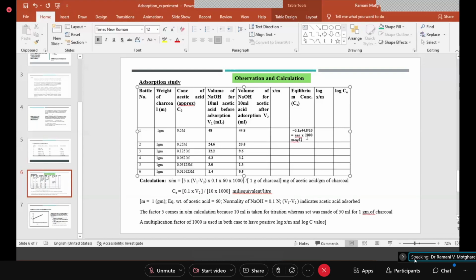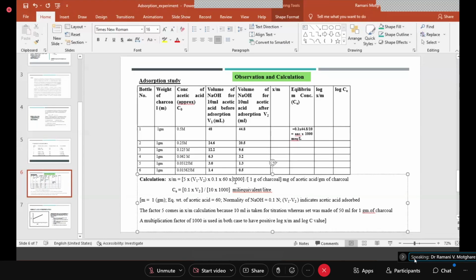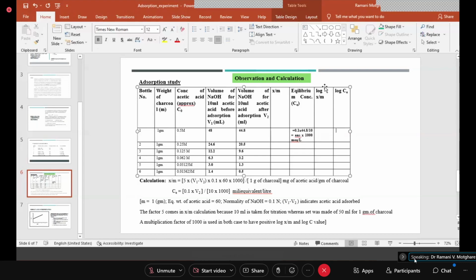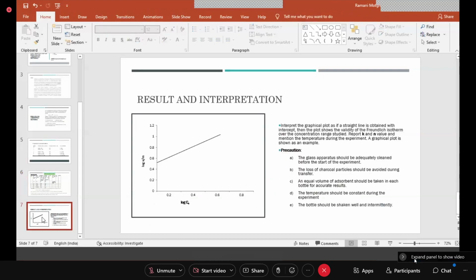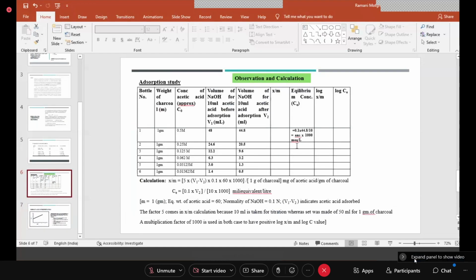So why is this 1000 multiplied here also, and in X by M also we are multiplying it by 1000? Because if you don't multiply it by 1000, if the decimal values are there, these values will be negative. Log of X by M and log of CE will be negative. And then with negative values, when you are plotting log X by M versus log CE, your graph goes into the second or the third quadrant. Okay, so because we want it to come in the first quadrant, for every solution you have to calculate this X by M as well as CE, the equilibrium concentration.